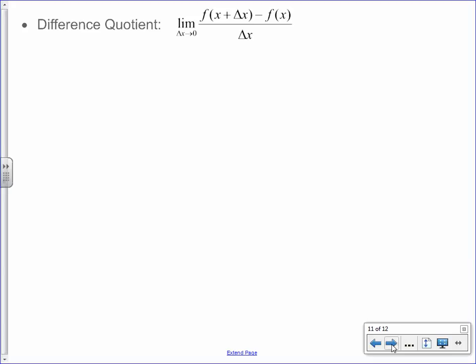So we are going to evaluate the limit of the difference quotient. You have had practice with the difference quotient. Now we're going to take the limit of it. So we're going to do this one. Okay, nice and simple.